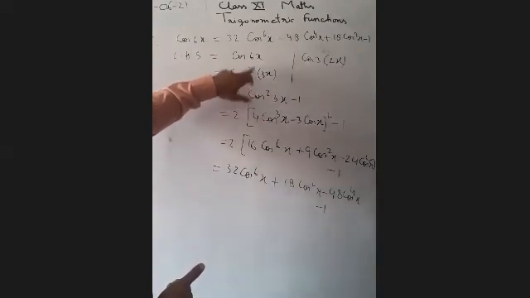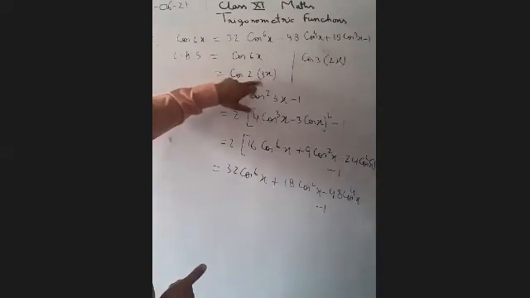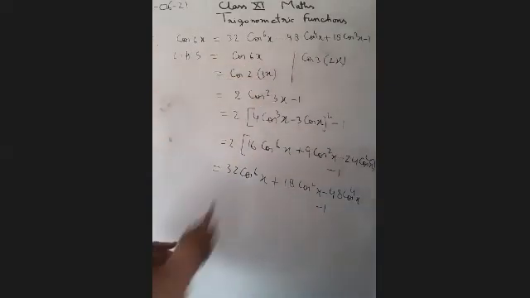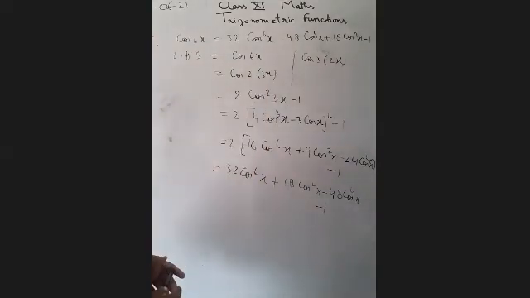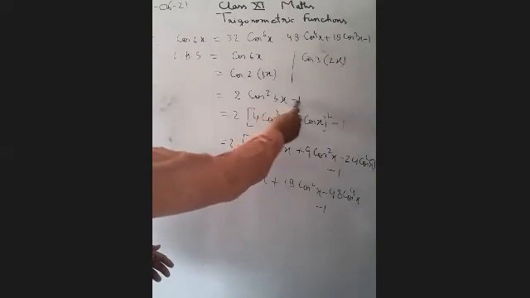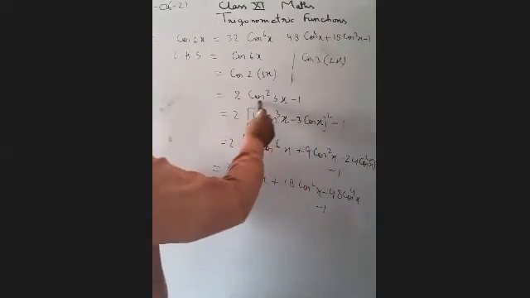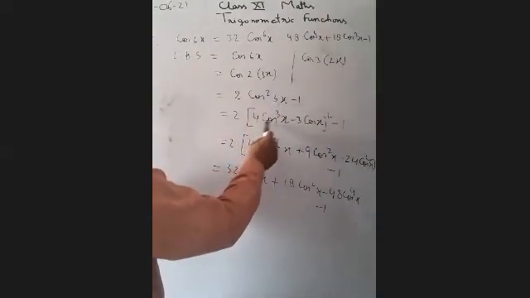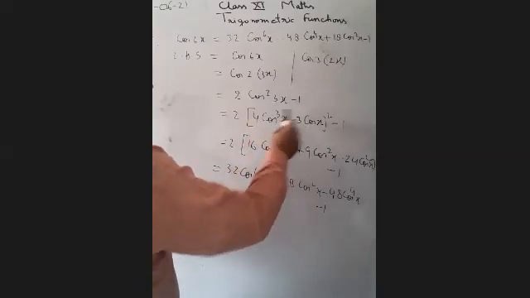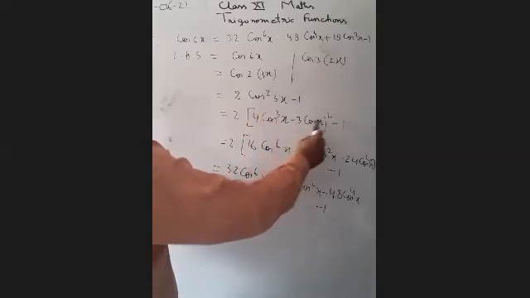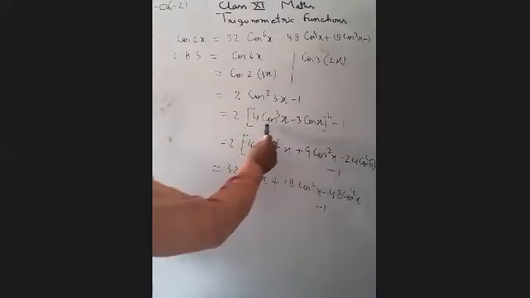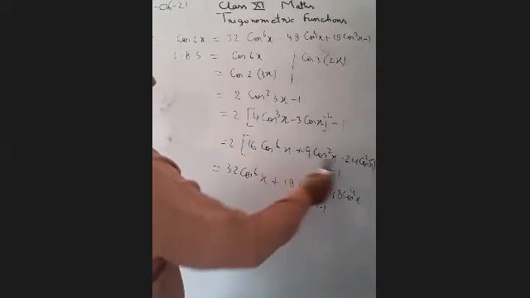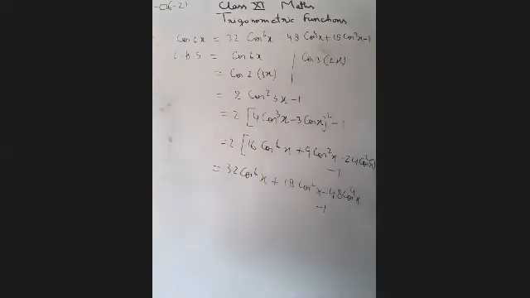Multiplying 2 by 3x, you will get 6x. Now we can use the formula of cos 2x, so 2 cos square, and in place of x we put 3x, with minus 1 as it is. Then we use the formula of cos 3x, which is 4 cos cube x minus 3 cos x. Now we have to square the whole term using the identity a minus b whole square. After that we only multiply, so this exercise has been completed.